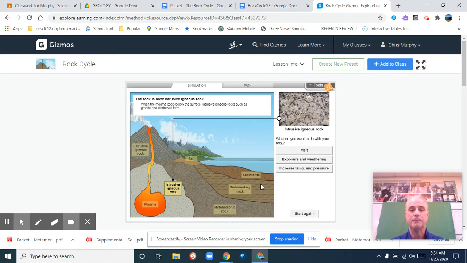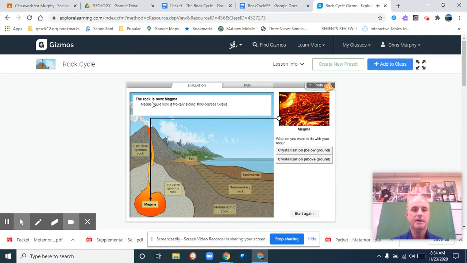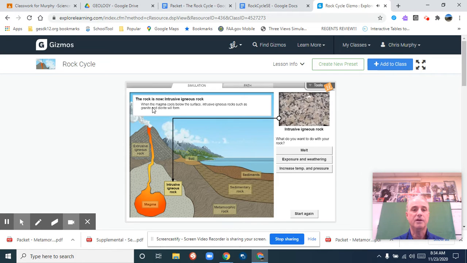It says increase temperature and pressure. If I increase the temperature and pressure, what am I going to get? So let's try each one of these. If I go back to the melt, what does it bring me? It brings me to magma, like I thought it would. If I keep going, it only gives me crystallization. In this case, it says when magma cools below the surface, intrusive igneous rocks such as granite are formed. So that's not going to be our choice.